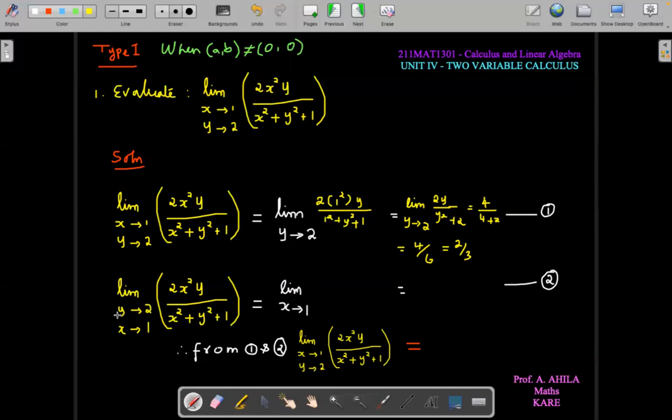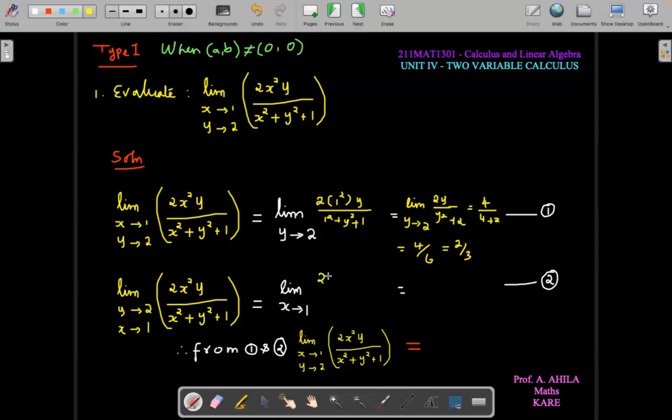So here how can we do? Here y tends to 2 first. So I substitute y tends to 2 first. Then I come to x tends to 1. So I plan to substitute y equal to 2. Therefore, I don't write y tends to 2 here. Okay, I just write x tends to 1. Now see, I substitute y equal to 2.